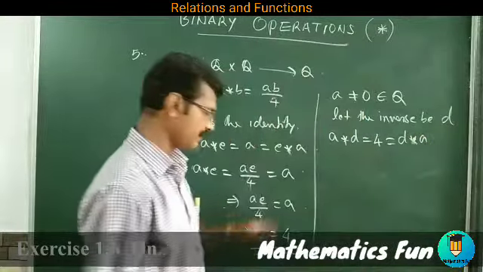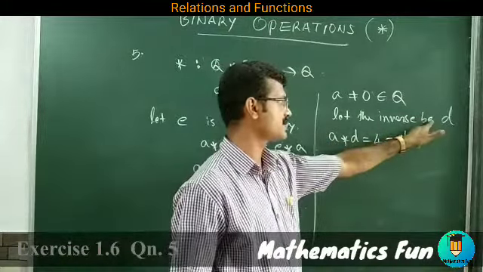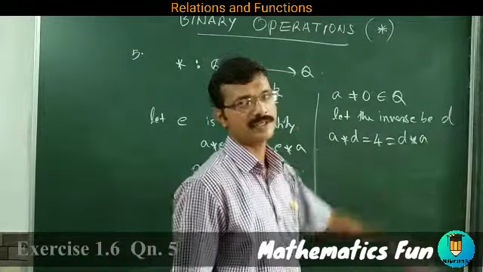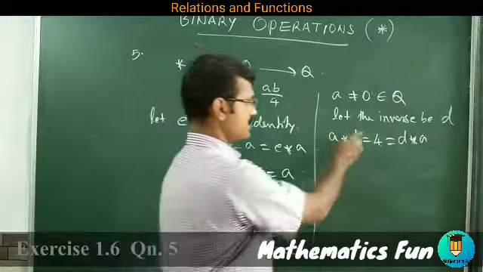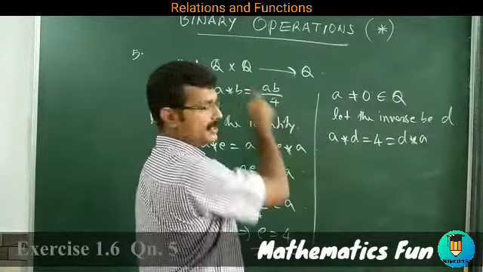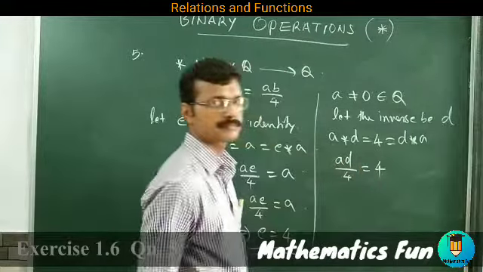This already we know, the identity with respect to this question is 4. That means A star D is the inverse. D is the inverse. Then A star D is equal to 4, which is equal to D star A. I have to find out this D only. Now what is A star D by definition? A star D by definition is AD by 4 is equal to 4.